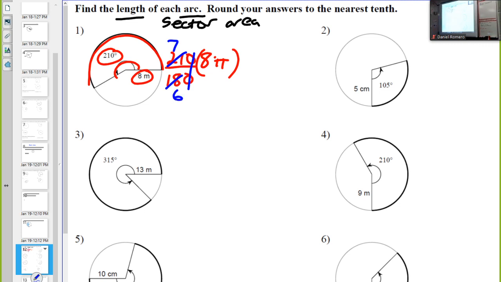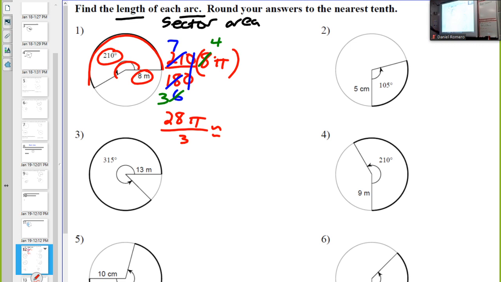But wait, there's more. There's more? Yeah, can I reduce that any further? I can. What can I divide 8 and 6 by? That 8's still hanging out there. By 2. So now this becomes a 3 and this becomes a 4. So now when this is all nice and cleaned up, this is going to be 28 pi over 3.